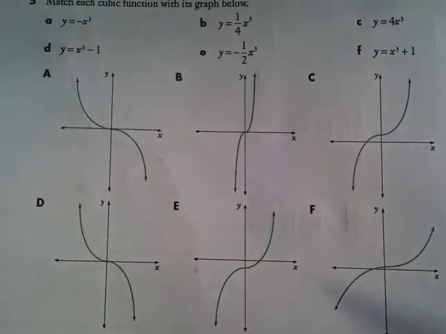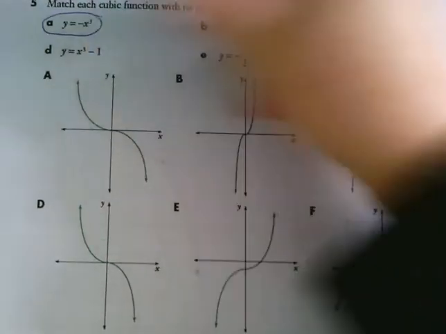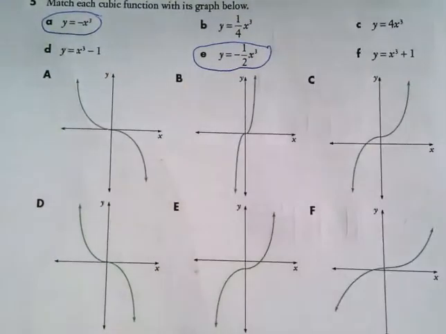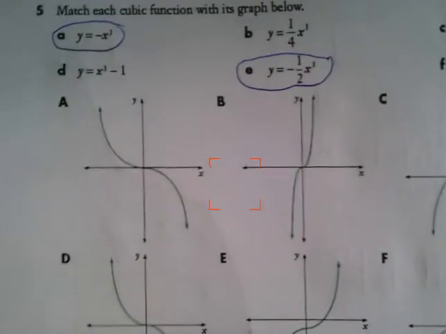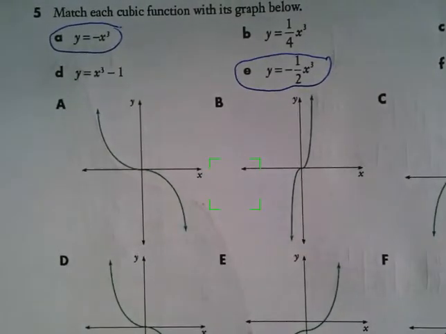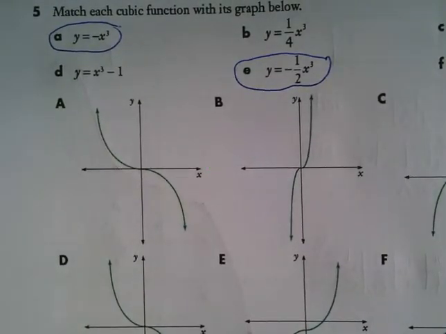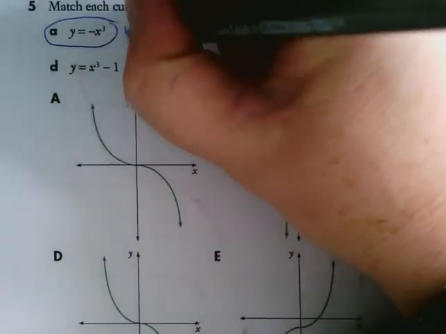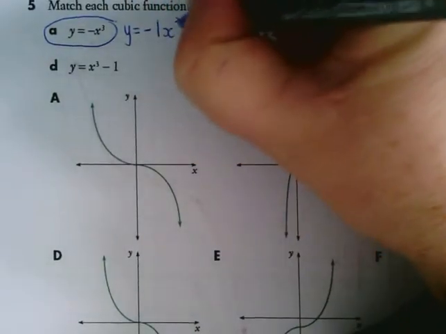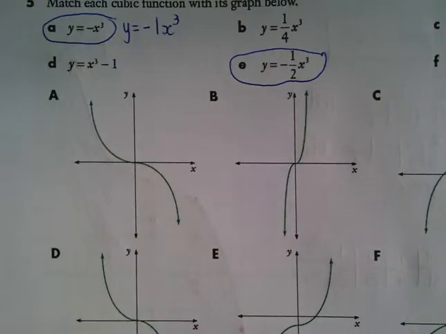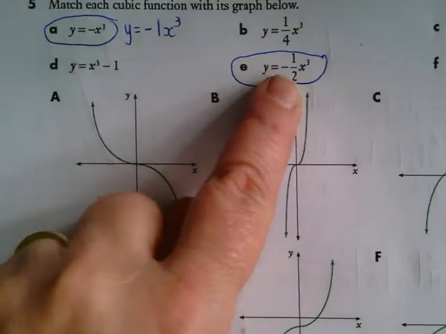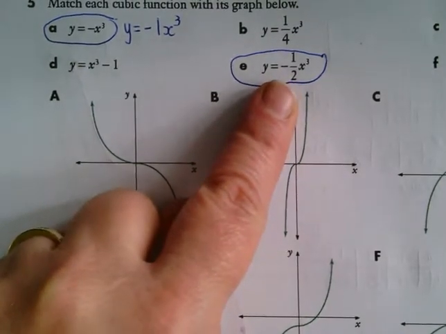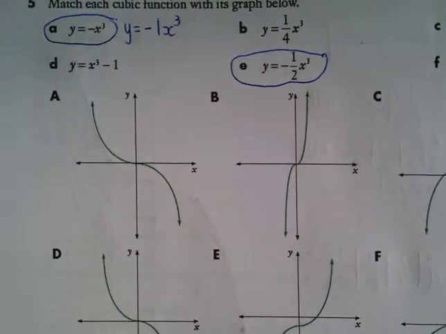Like this, they're both the negatives. There's only 2 of them. You should do those first because there's only 2. Here they are. A and E are the negative ones. From what we've done, which one's steeper? -x cubed or -half x cubed? That's -1x cubed. -2x cubed would be steeper again. -3x cubed. -1/2 x cubed is flatter. It's got a smaller sort of gradient, I suppose. It's not really gradient, but it's the coefficient.